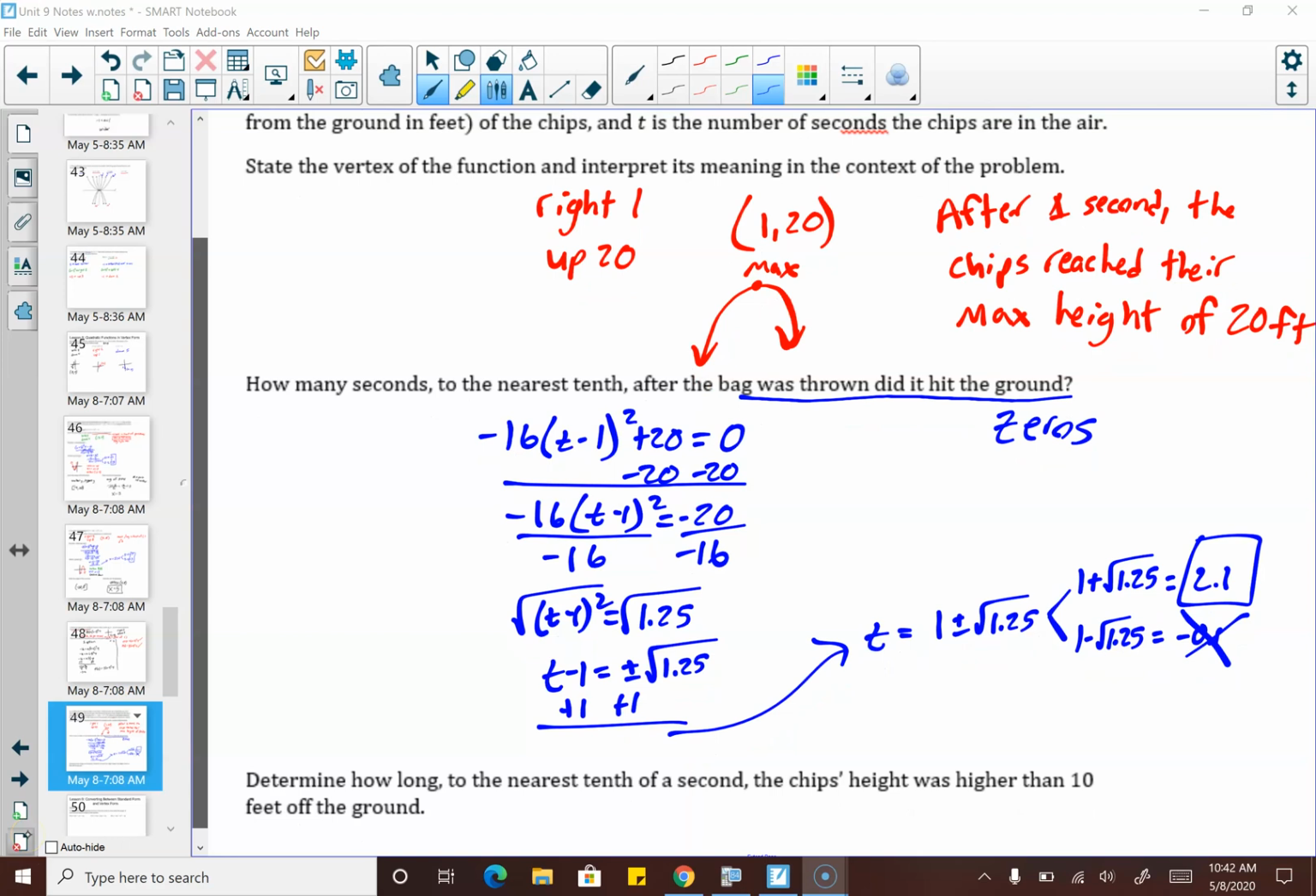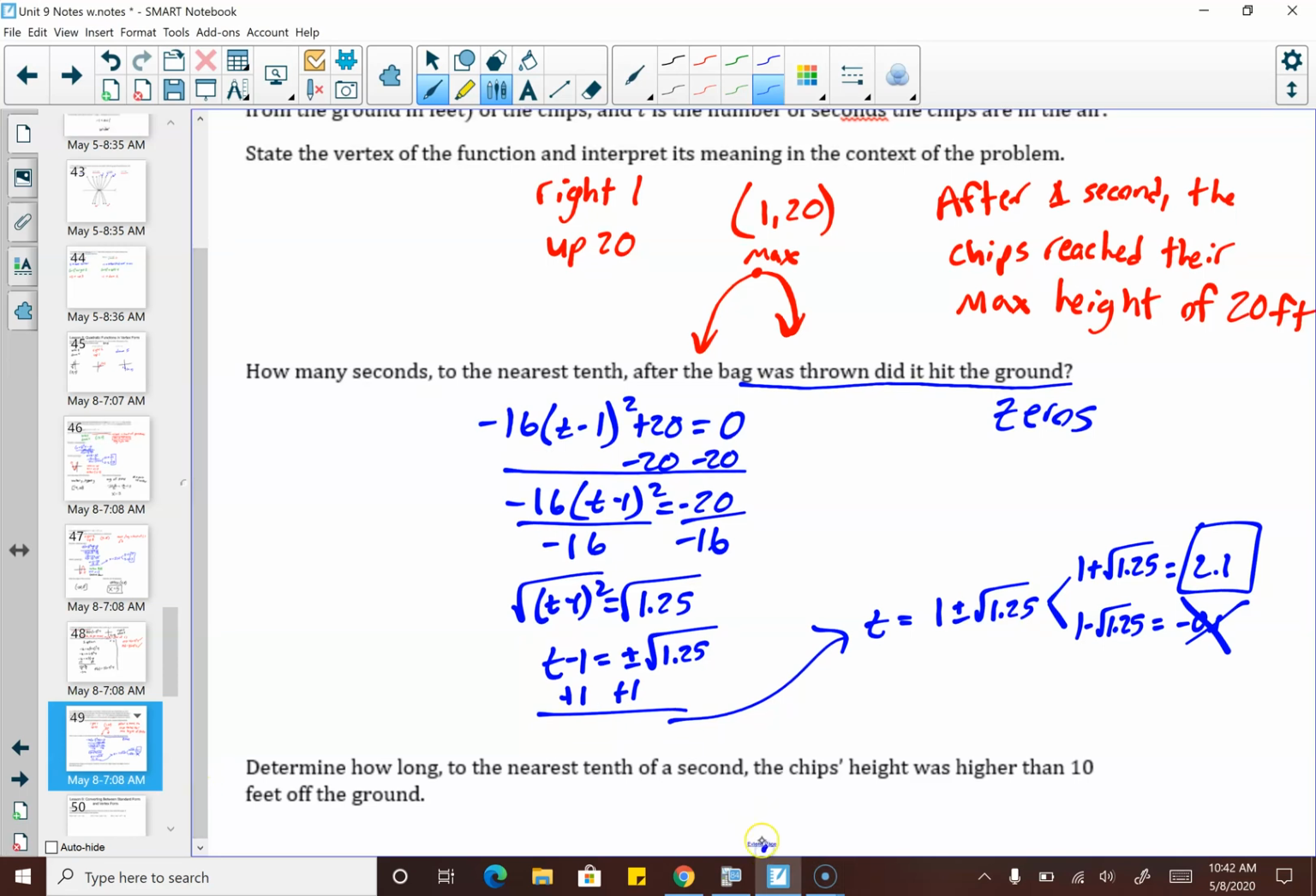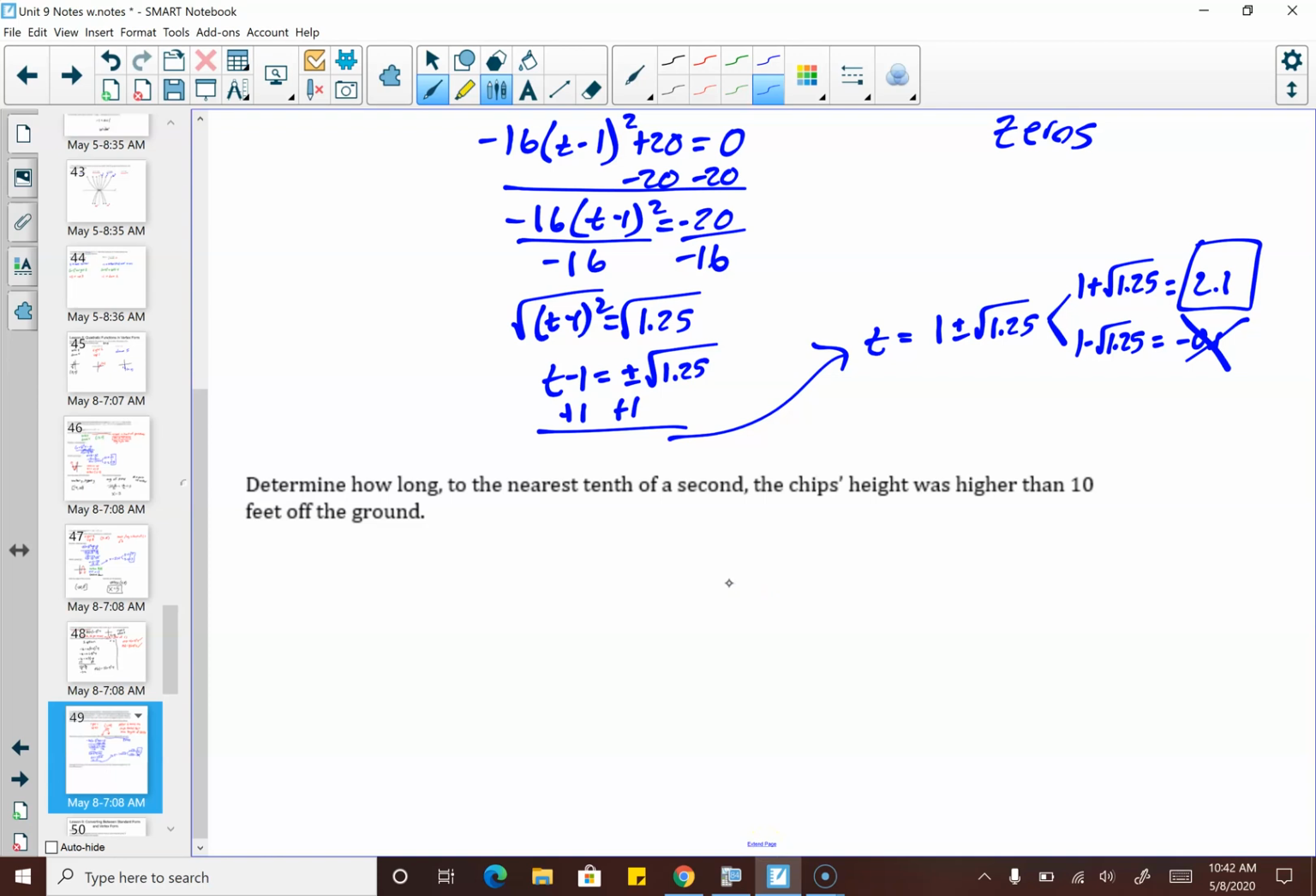And for the last part here, determine how long to the nearest tenth of a second the chip's height was higher than 10 feet. So if we wanted to find out when it hit the ground, that was when we set it equal to 0, because it was 0 feet off the ground. If we want to figure out when it's higher than 10 feet, we're going to take that same equation and we're going to set it equal to 10. So negative 16, parentheses, t minus 1 squared plus 20 equals 10. Okay, so now we'll subtract our 20 on both sides. We get negative 16, t minus 1 squared equals negative 10.